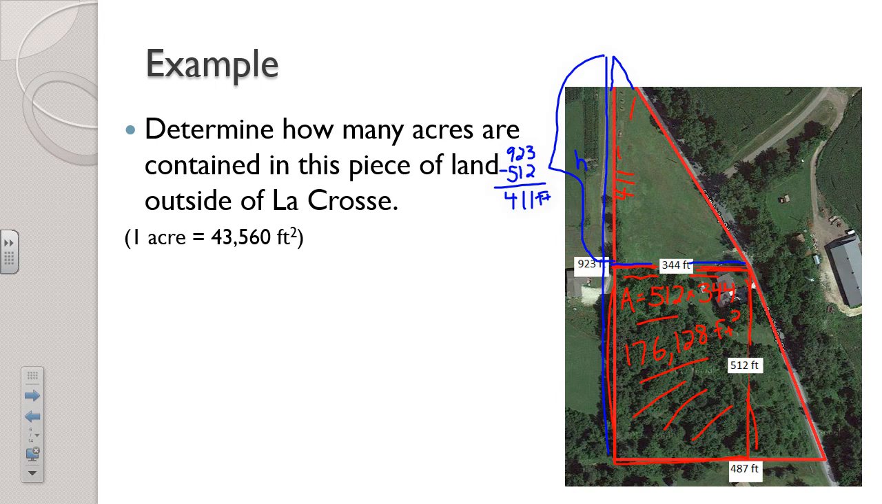So then the area of this triangle up here is going to be a base of 344 times a height of 411 divided by 2. That is 70,692 square feet, and that takes care of that. We'll add these all together at the end.